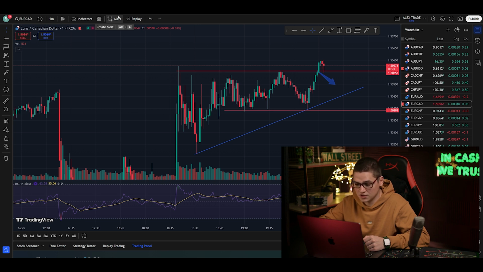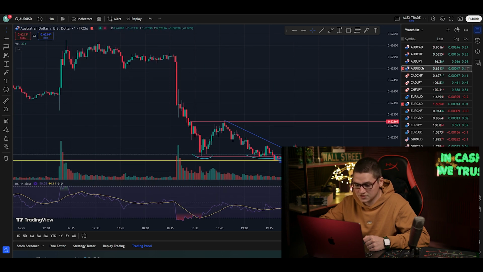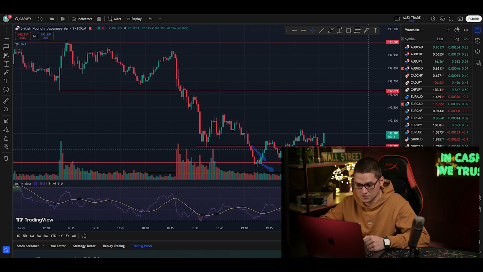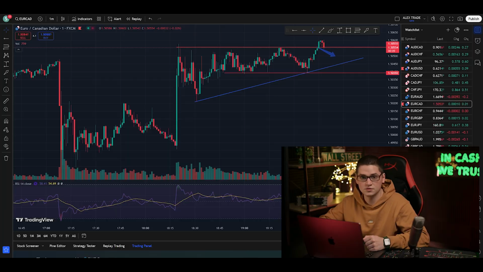Let's take a look at other currency pairs that we traded. For example, the Australian dollar and the US dollar. It did spike through the round number, but a full breakout never happened. And the pound against the Japanese yen has indeed started to reverse.